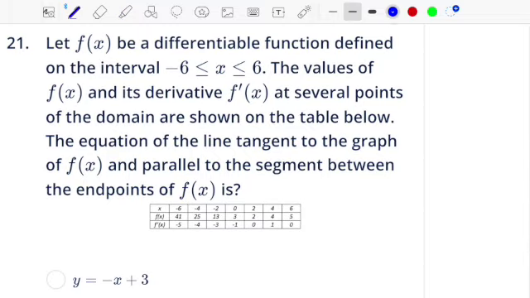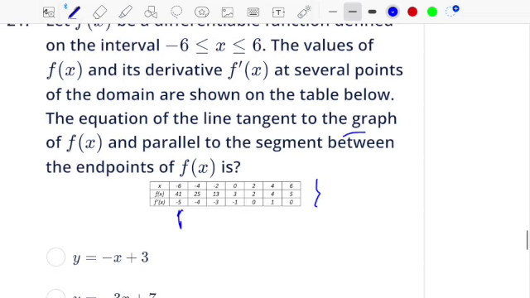Let f of x be the differentiable function defined on the interval. We've got the interval, we've got the derivative shown in the table. The equation of the line tangent to the graph of f of x and parallel to the segment between the endpoints. So since it's parallel to the segment between, that tells me this is another mean value theorem problem.